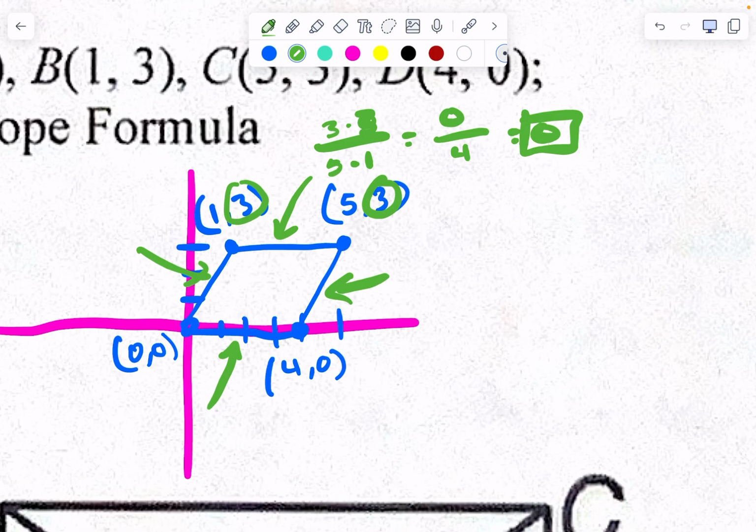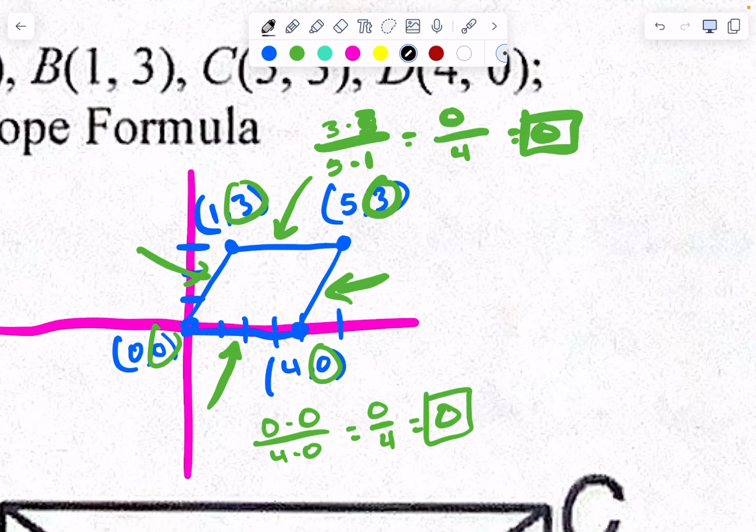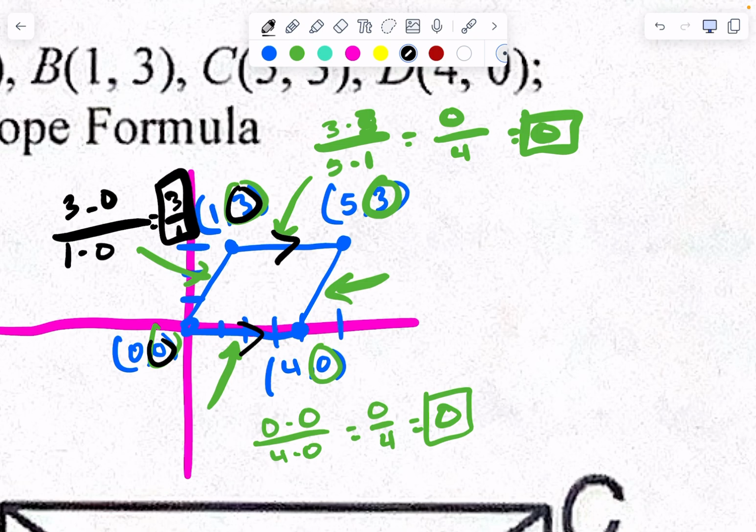The bottom guy, if I do y2 minus y1, I'll have 0 minus 0 over 4 minus 0, which is 0 over 4, which is also 0. So what's that mean? The top and the bottom are parallel. Do we have to do the left and the right side? Yes, we do. 3 minus 0 is 3, 1 minus 0 is 1. So 3 over 1, or just 3, is his slope.